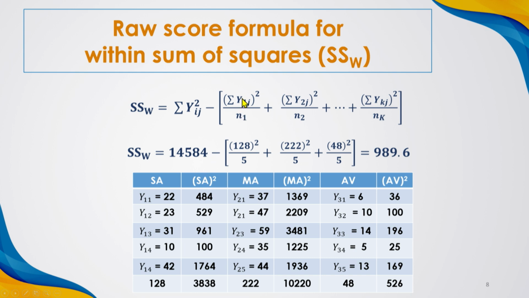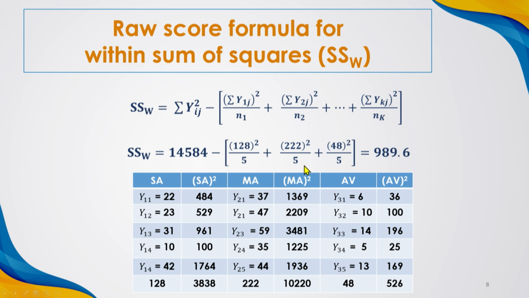Minus the second term, which is the sum of the first group, that is the sum of SA, 128, squared and divided by the size of the first group. We have 5 observations, so 5. Similarly, we go for the sum of the second group, which is 222, squared and divided by the size, 5. Similarly, we move to the third group. Likewise, we can move to whatever number of groups we have. In this example, we had only 3 groups, so we have stopped at 3.